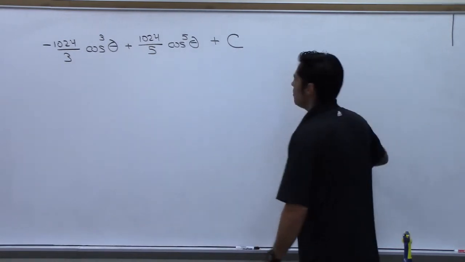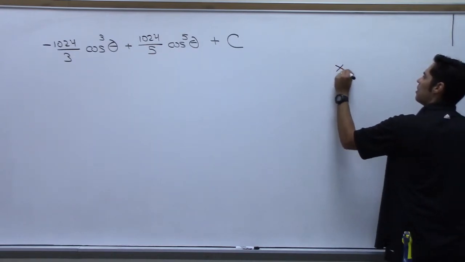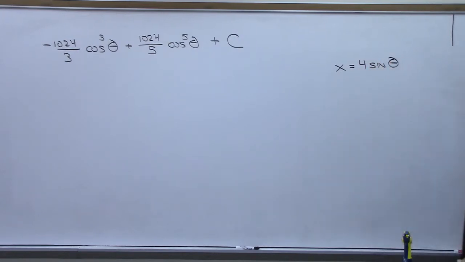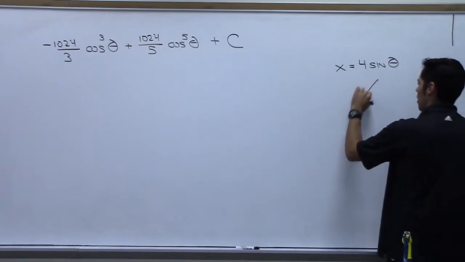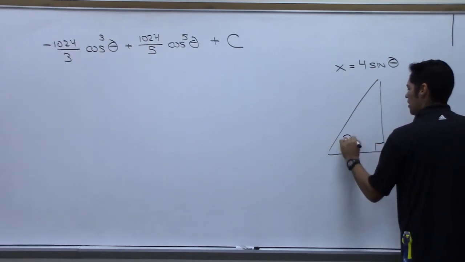What was the original substitution that I made? The original substitution. The trig sub. That's what I did, right? Okay. I'm going to draw you a right triangle real quick. Call this angle theta.